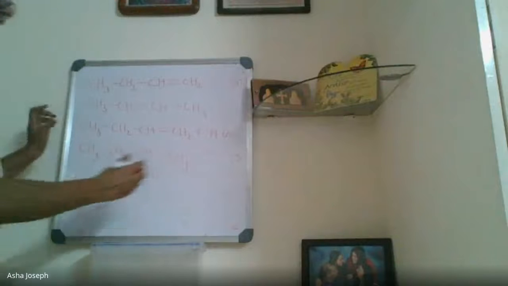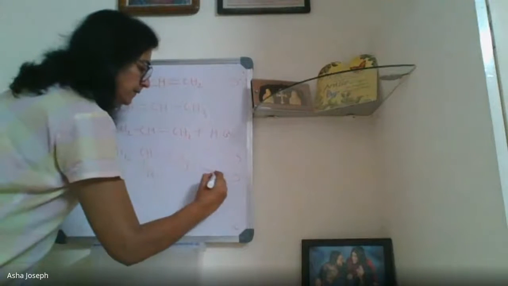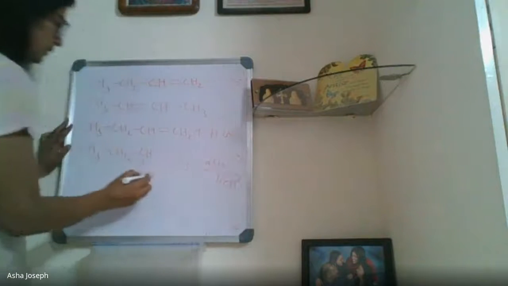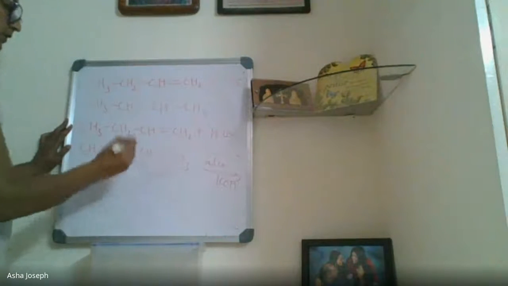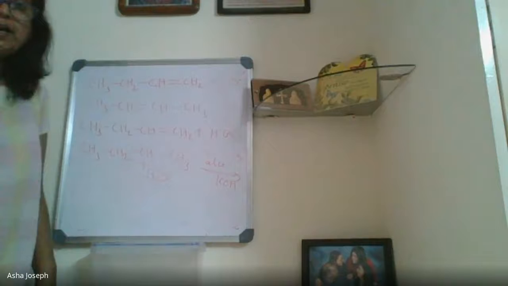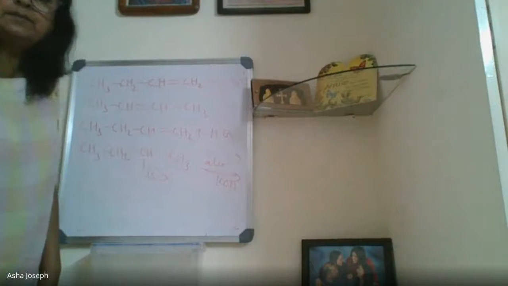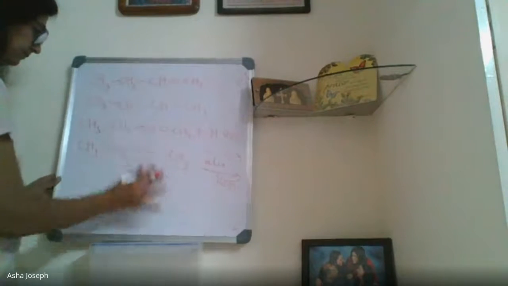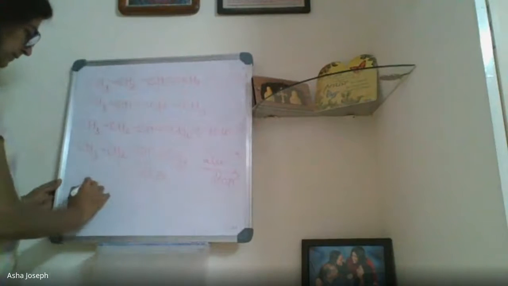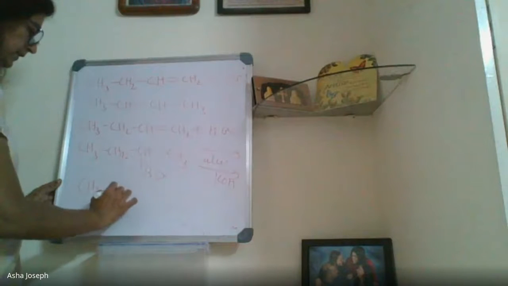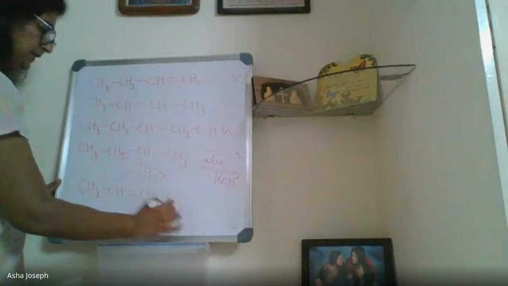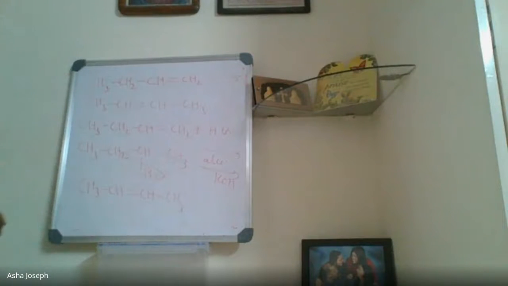Now I want to remove HBr. Now it is alcoholic KOH. Alcoholic KOH, now this will be removed. So when such a question comes, you add HBr and then eliminate, remove HBr. So you will get CH3, CH, double bond, CH, CH3. Okay?